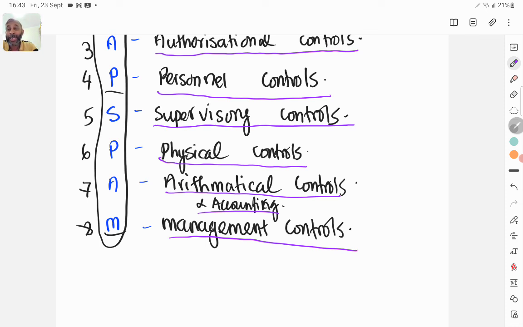Accordingly, these are the 8 different sections of internal control, which will be useful in any of your professional accounting discussions.